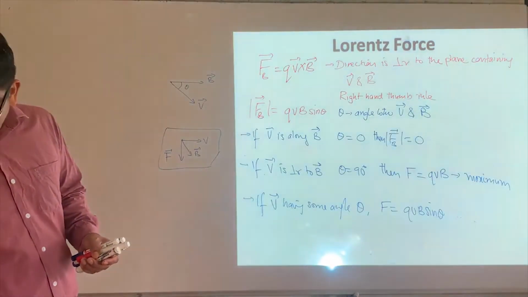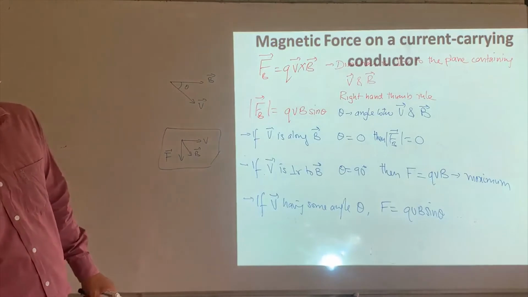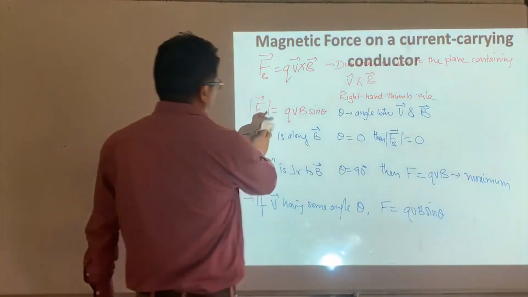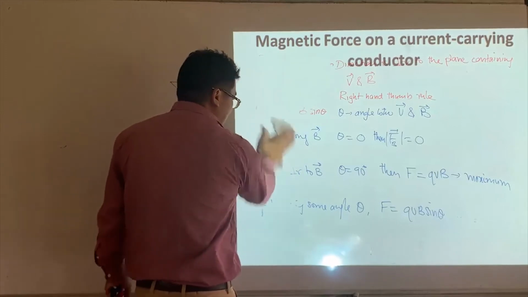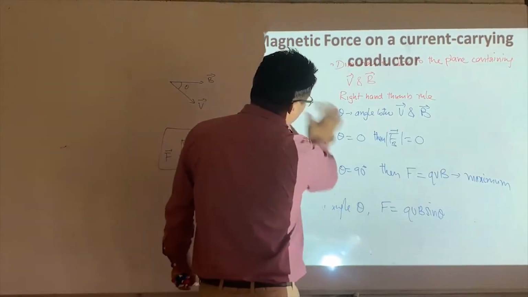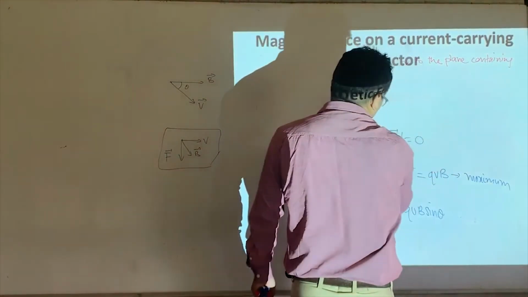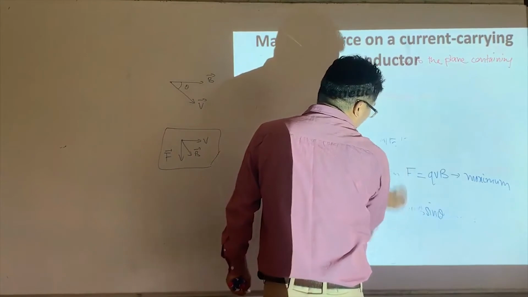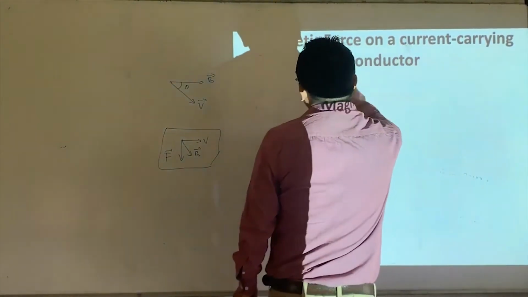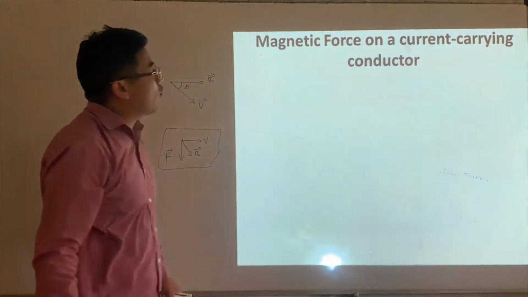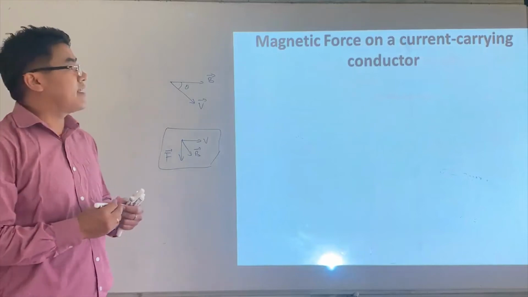All right. Now what I'm going to do is extend this discussion to current carrying conductors. When I say there is a current in a wire, we visualize that charges are moving in our conductor. And the rate of moving charge in a conductor is what we term as a current. So this is the magnetic force on a current carrying conductor.